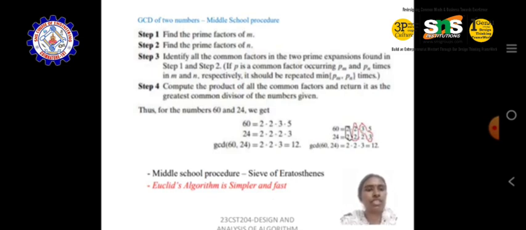So this is the algorithm, and this is how we have to solve any problem by using these algorithms. We choose an effective algorithm for a problem.